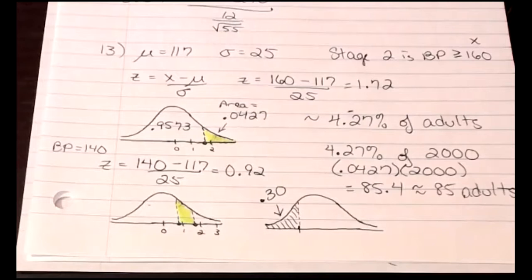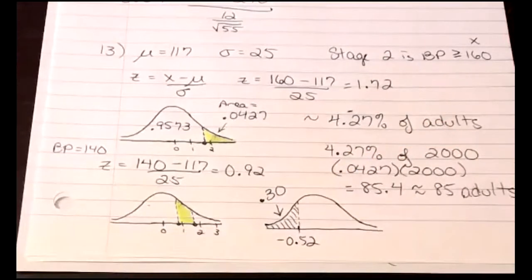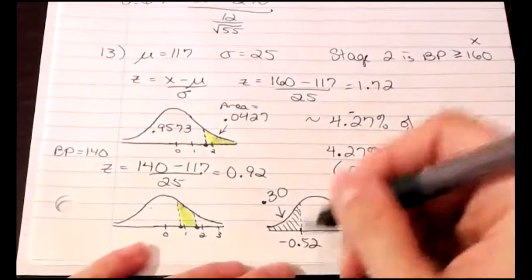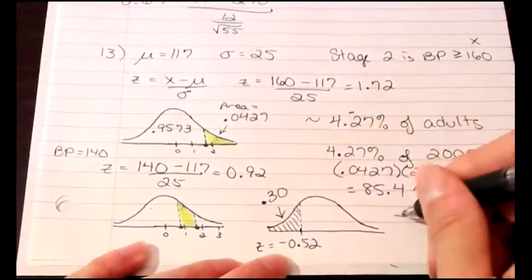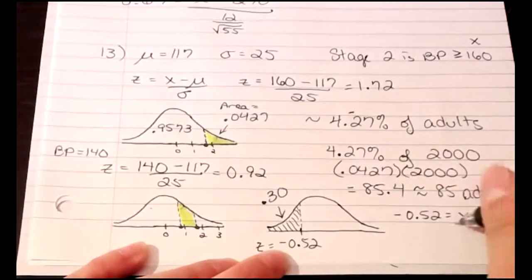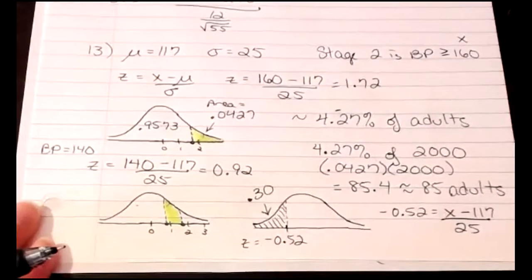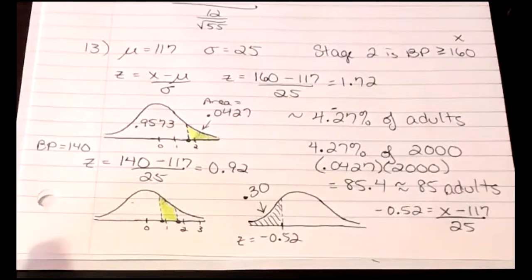So the z-score is going to be negative 0.52. Yeah. So negative 0.52. Excellent. We still use the z-score formula, but we know z this time. Z is negative 0.52. What we don't know is the blood pressure. We know the mean, we know the standard deviation, and all we have to do is solve. Does that help? Yes. Thank you so much. Excellent.